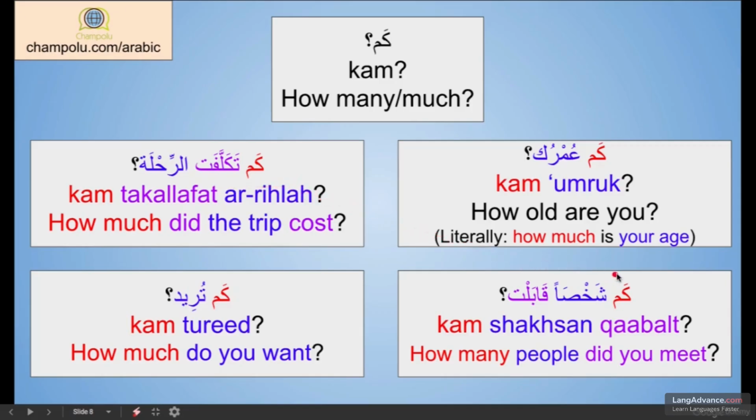Or you can ask a question like كم شخصا قابلت? How many persons or people did you meet? Or you can ask a question like كم تريد? Something like how much do you want?